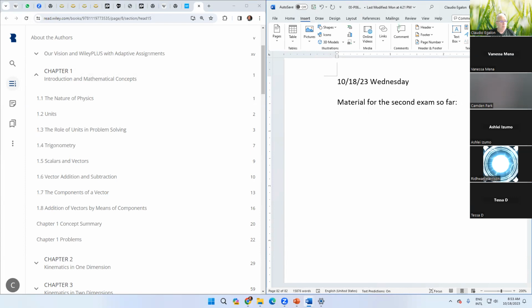Chapter 1. 1.5, scalars and vectors. 1.6, vector addition and subtraction. 1.7, the components of a vector. 1.8, addition of vectors by components.